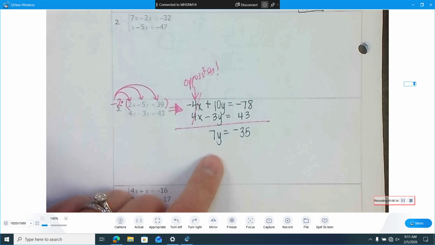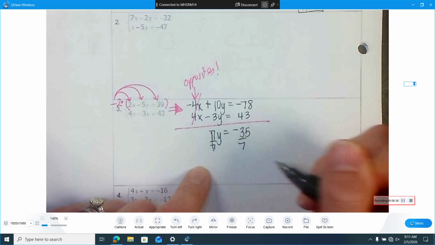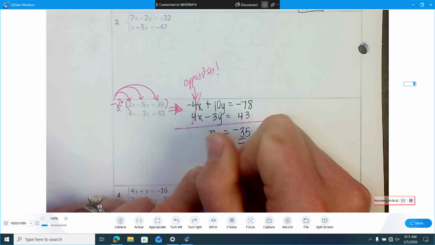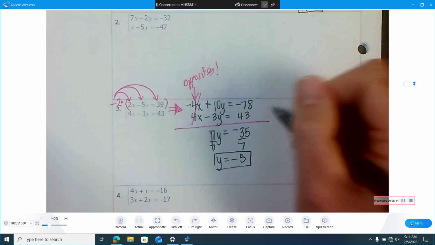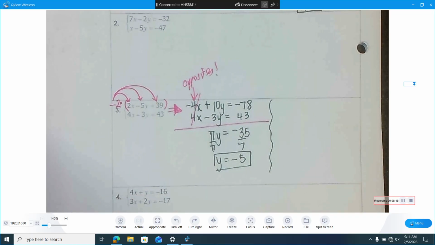And then how do we get y by itself? Divide by 7. So we get y equals -5. Good. All right. And we've got one more step to do. What is it? Plug it back in.